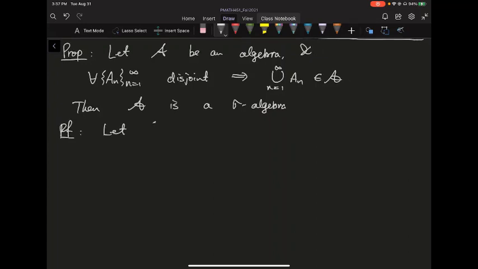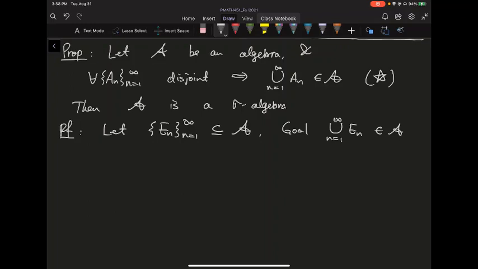So let's let E_n, n going from 1 to infinity, be a collection of sets in A. The goal is to show that this union of potentially non-disjoint sets is in A. And to show that it's in A, we have to use this property. So the idea is we want to write it as a disjoint union of some sets A_n, where the A_n are disjoint, and they're in A.